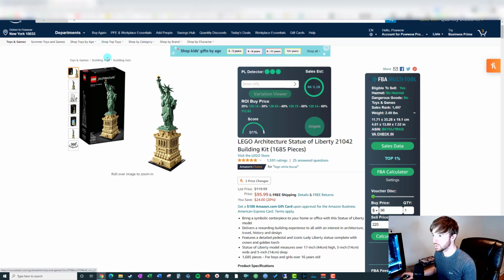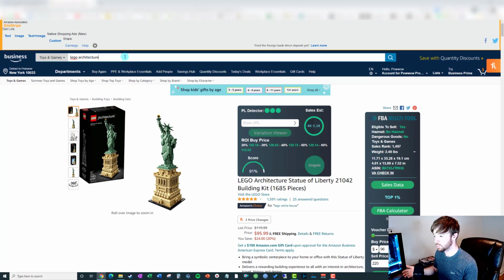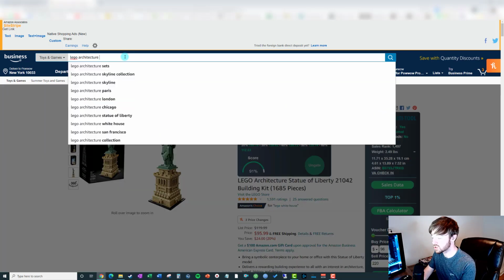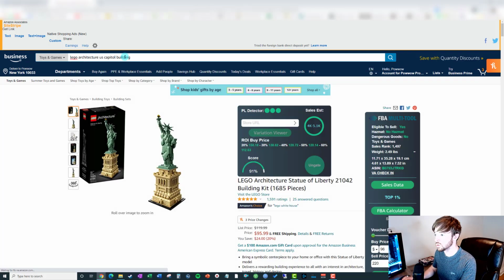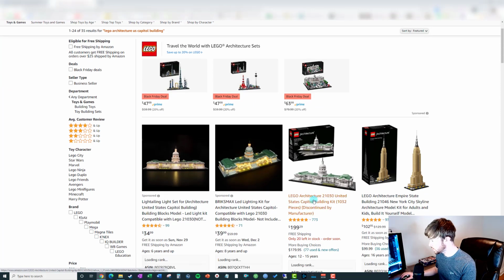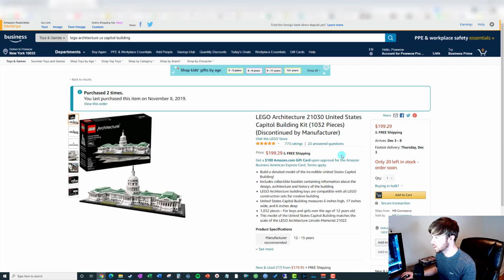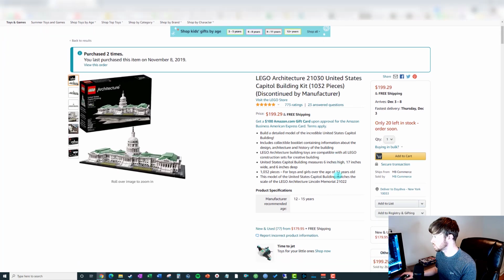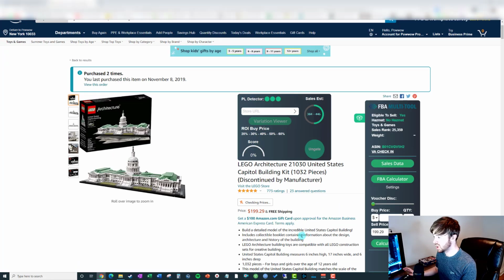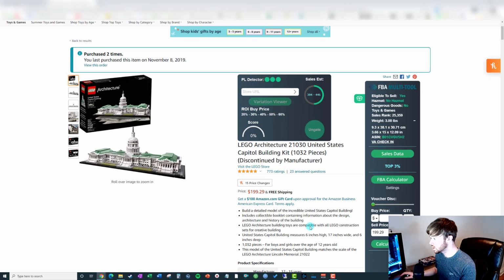So real quick, I'm going to jump into another set just to give another example, and I'm going to pick one that is already retired, so we can start to see how we might use some of this functionality for sets that we're thinking about selling, right? We've already bought them a year ago, 2 years ago, and now we're considering selling them. So let's do the US Capitol, which has been retired since last year. And again, we'll just click into the item on Amazon, and right away we should see the FBA Multi Tool pop up, and let's start looking at some of this stuff.